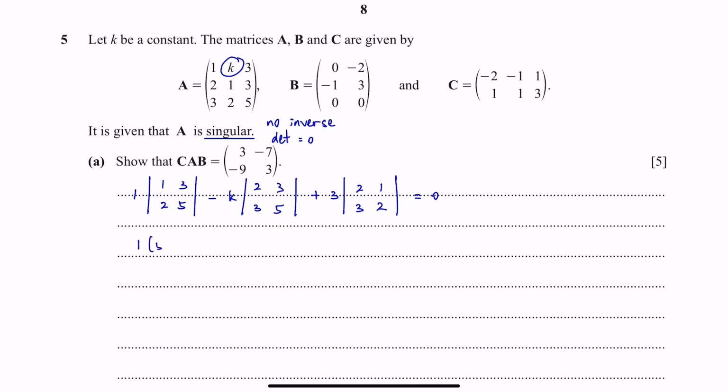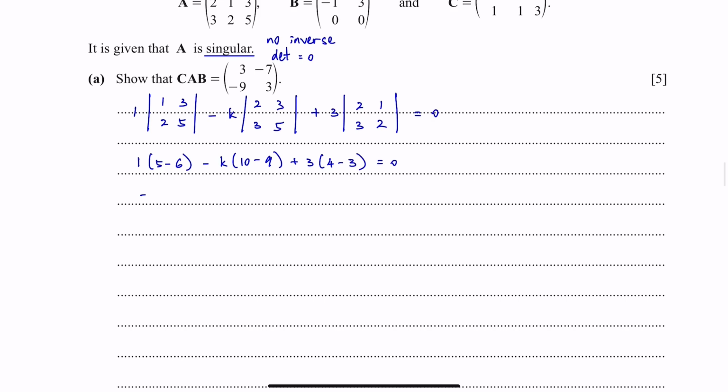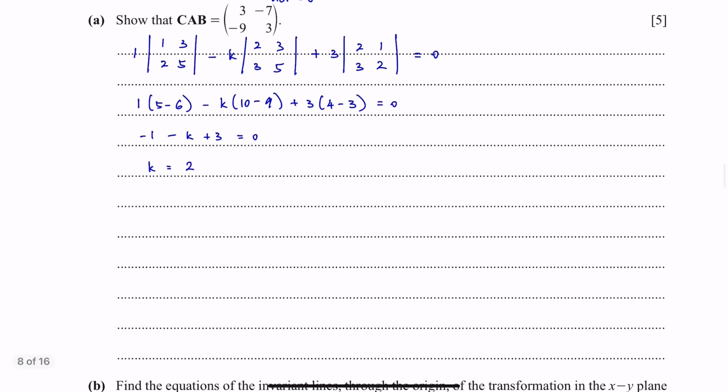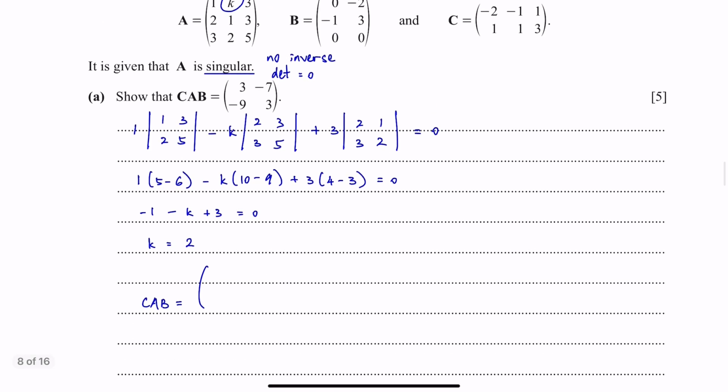and k will be equal to 2. So now we can find CAB. CAB, we literally just times all of them together.